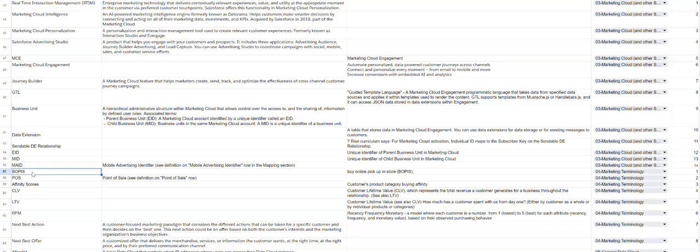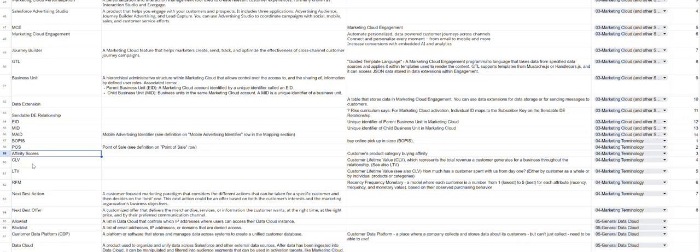I don't know how to pronounce this. Looks like BOPIS. It stands for Buy Online, Pick Up in Store. POS stands for Point of Sale. And now we get into some ways of scoring or ranking our customers. So there's affinity scores. This is a customer's product category buying affinity.